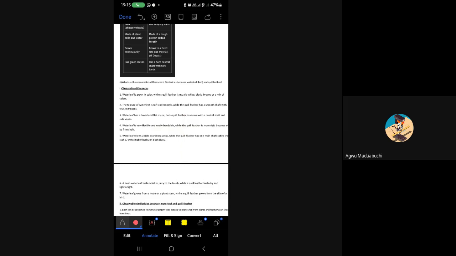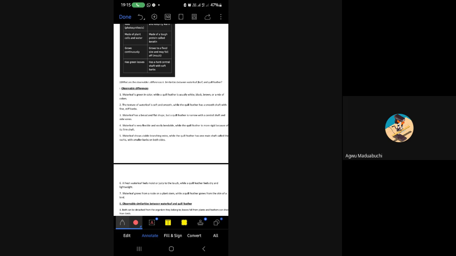So number one says water leaf is green in color, while quill feather is usually white. Now, the color of the quill feather depends on the color of the bird from which it is sourced, meaning from which it is gotten. Do you get it? So if it is from a white hen, it means the feather would be white.